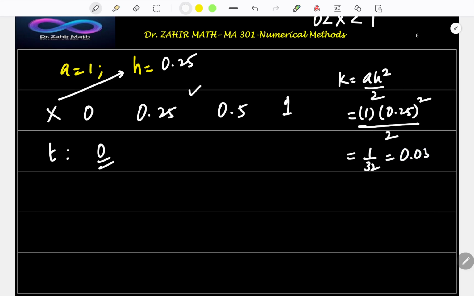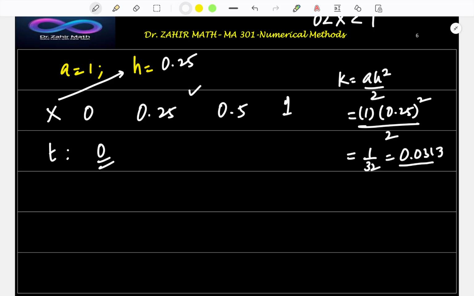Let me fix 2 decimals: Shift, Mode, 6, radian, 2 decimals. I will get 0.03, or 1/32, you can take it, no problem. If I give 4 decimals, what is the answer? I'm getting 0.0313 in the calculator. Okay, right. Now the k value is this one.